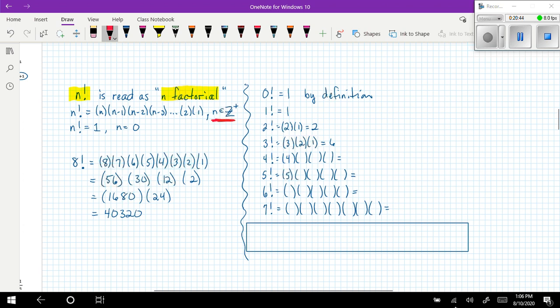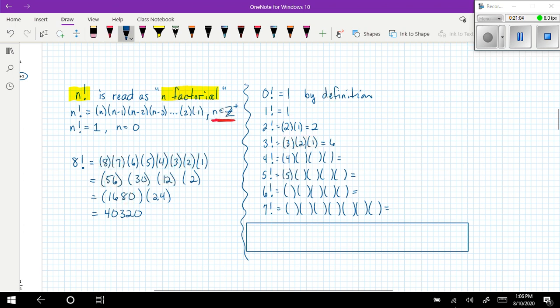So n factorial is equal to 1, which makes pretty good sense, only when n equals 0. You know what? I shouldn't have said that. That's kind of backwards a little bit. Not only when n equals 0, because when n equals 1, we also have n factorial is equal to 1.